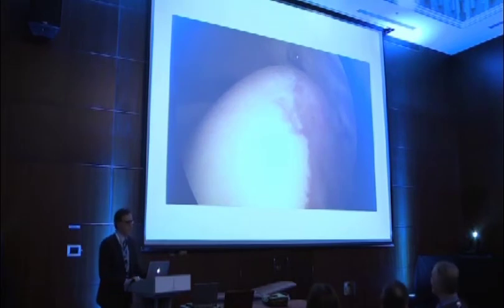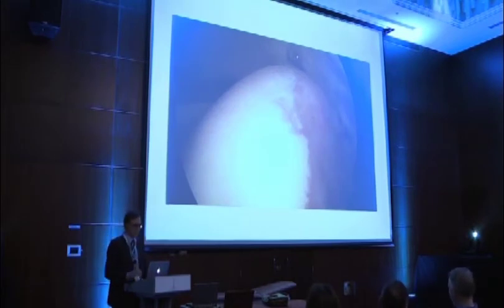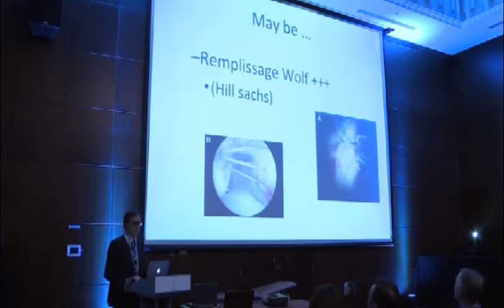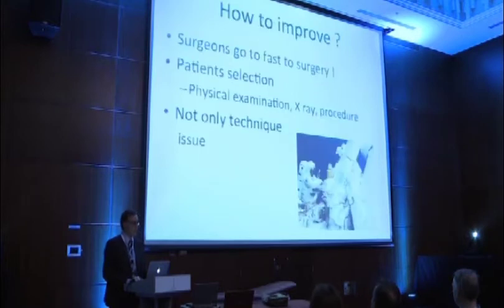So maybe it's not only an anterior problem. You have a posterior Hill-Sachs lesion, and probably the Hill-Sachs lesion can explain the bad results we have. There is a remplissage technique described by Jean Wolf, and I'm not sure, it's difficult to be sure that with this technique you can avoid the 5% of redislocation as we have with open surgery. Probably it's not only a technical problem; surgeons go too fast to surgery.